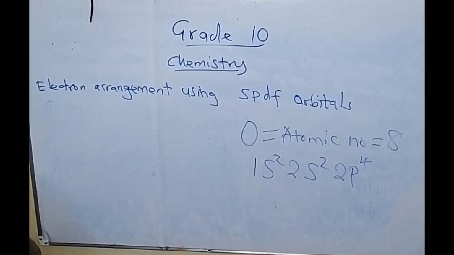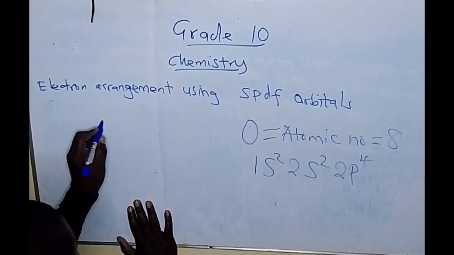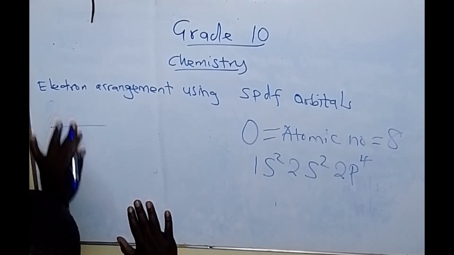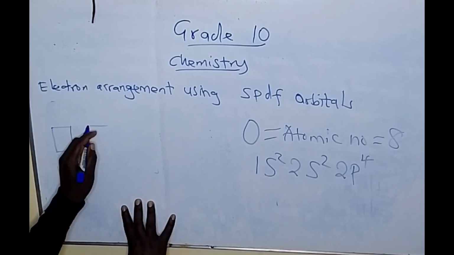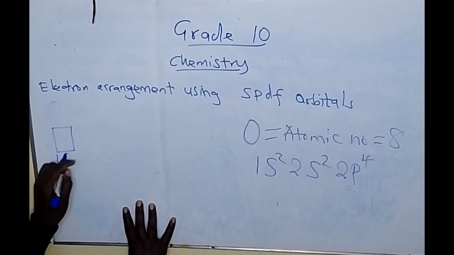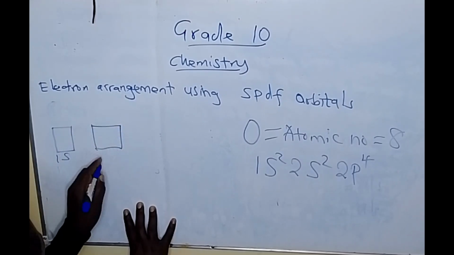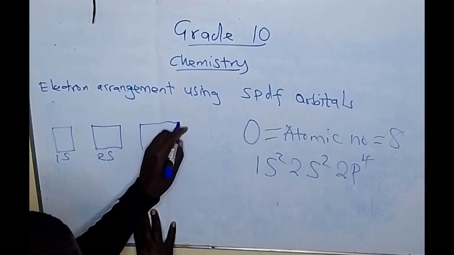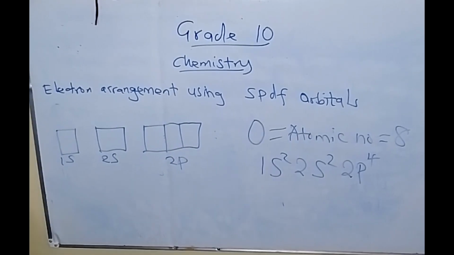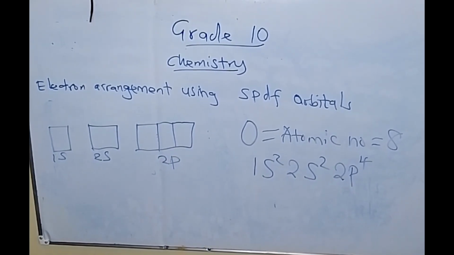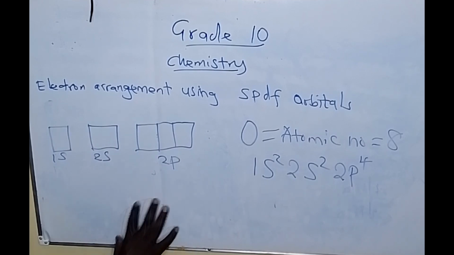So let's move on to the in-box electron arrangement for this atom of oxygen. This is what we are going to have: 1s, 2s, and 2p. The lowest energy levels are filled first because they require low energy, so you have to fill them first before proceeding to the next one.